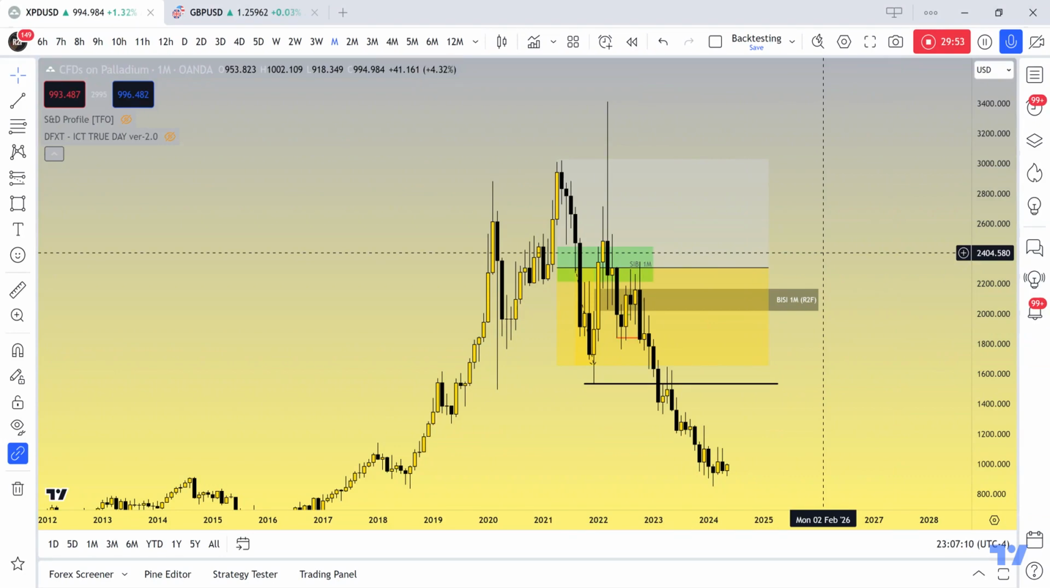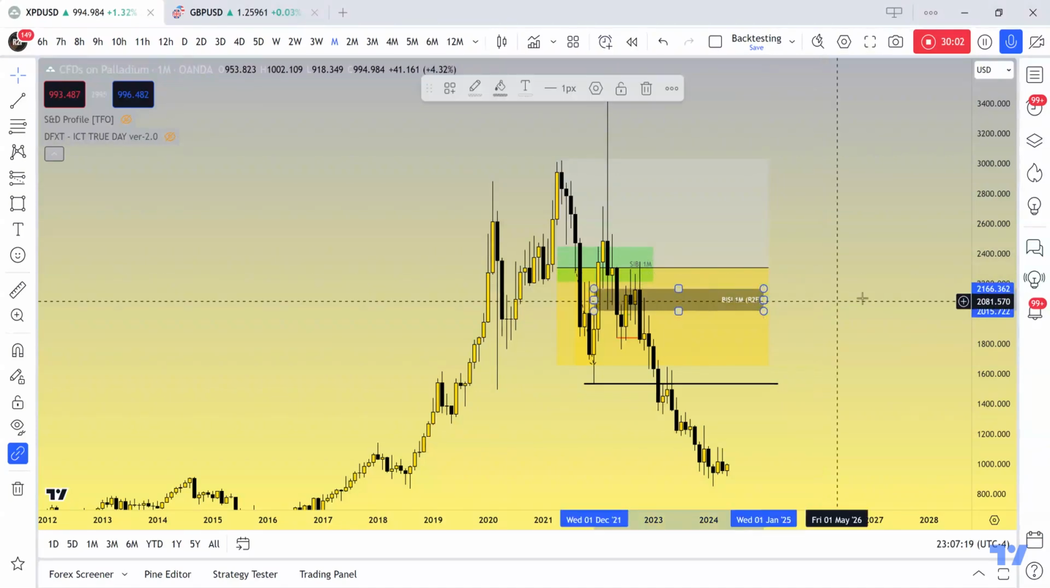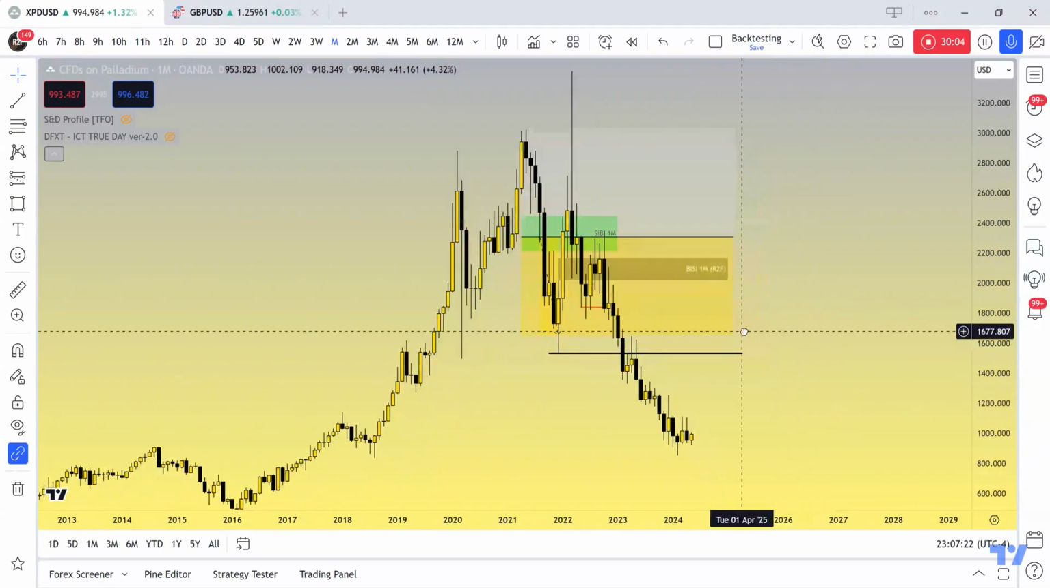I gave feedback to TradingView how they could improve. So hopefully they make it better, because I like using this platform to backtest as well. So hopefully they improve that.